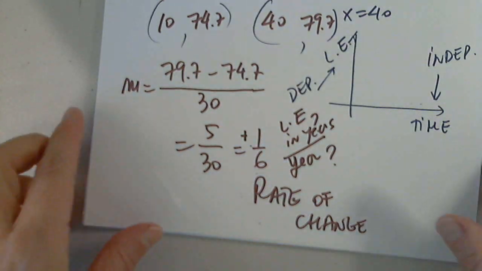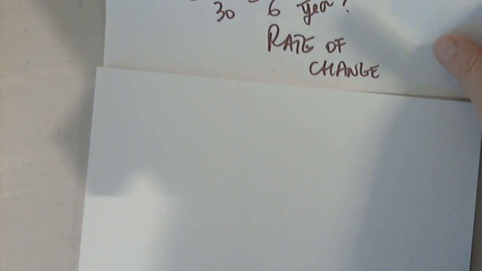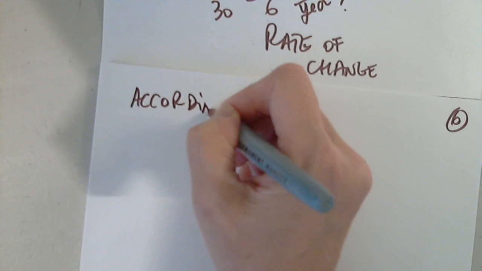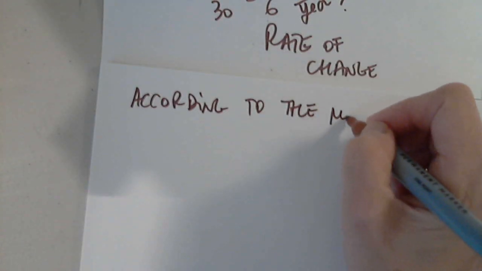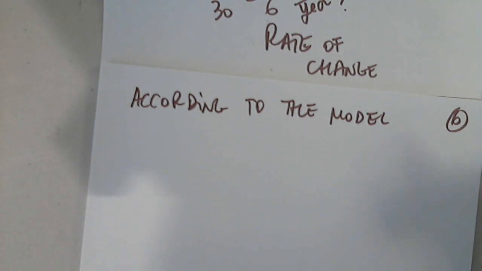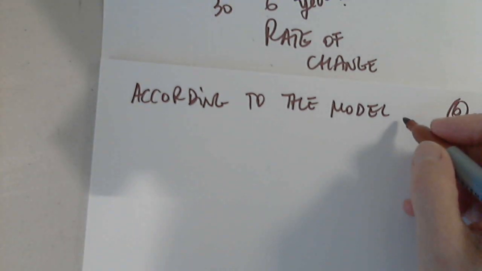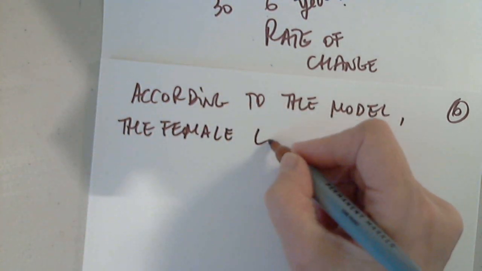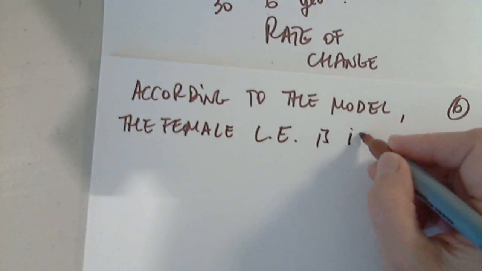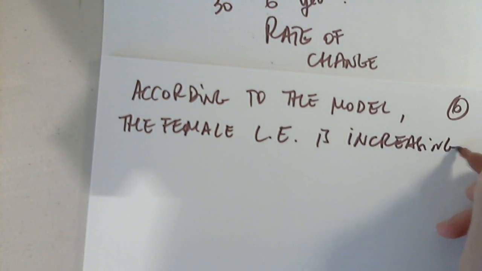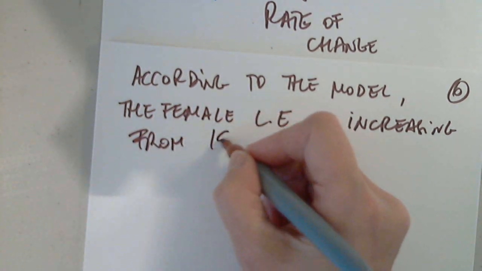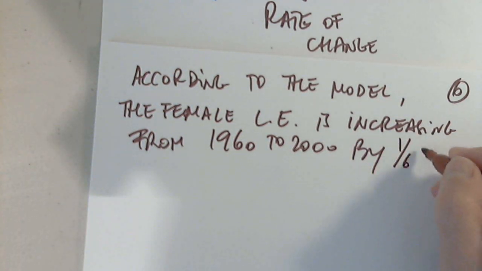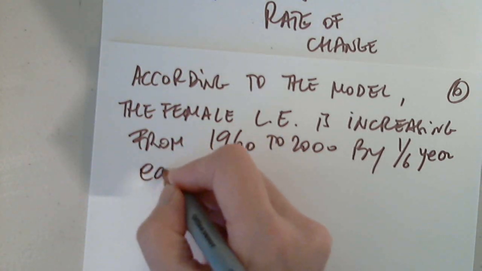So how do I interpret this? And we're going to write one sentence together. According to the model, which we haven't determined yet, we have one more step to go. The female life expectancy is increasing from 1960 to 2000 by 1/6 of a year each year.